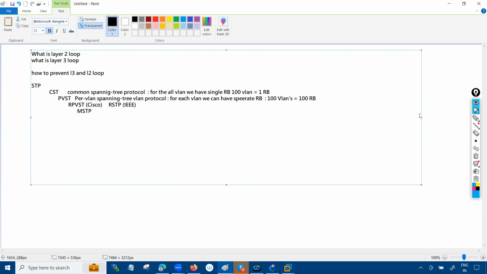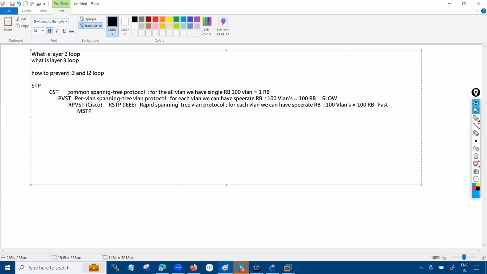The same concept applies in the RPVST protocol. Only the name changes, it's the same as the spanning tree protocol, called rapid spanning tree protocol. The only difference, compared to the PVST protocol, is what? PVST is a slow protocol, and this is the fast protocol. That's the major difference.